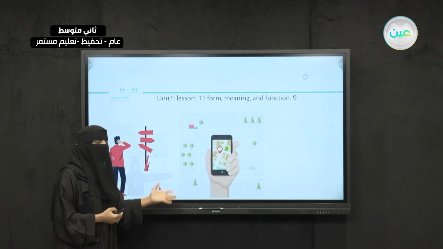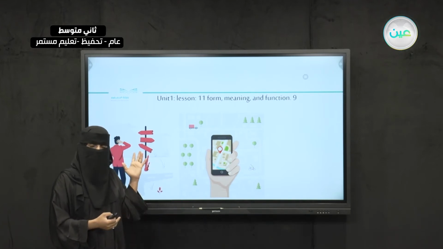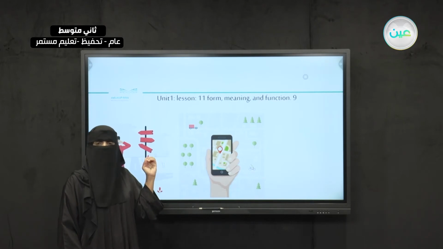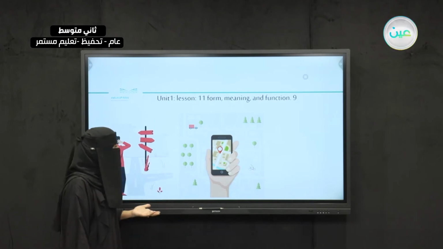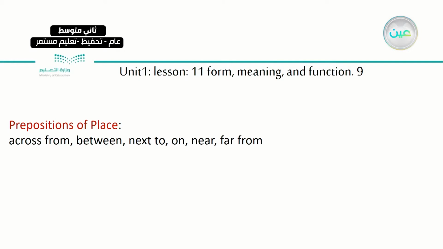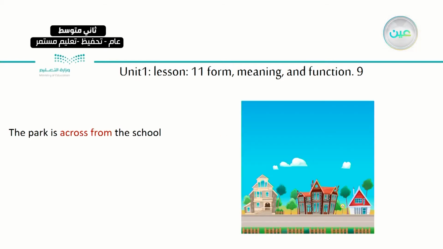So to be able to find places or to give directions, you need prepositions of place, okay? These are the prepositions of place we are focusing on today. There are many, but these we will focus on, based on your book, page 9, okay? Across from, between, next to, on, near, far from. These are the prepositions we will cover inshallah today. What do they mean? Let's see them one by one, okay?